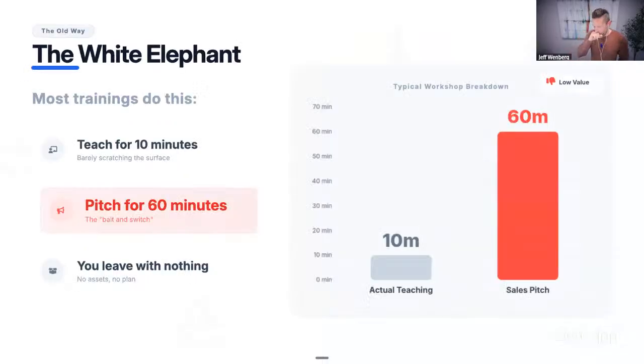Cool. So I also want to address the typical elephant in the room for trainings and workshops like this, where I think we've all been there. You're really excited to show up to a training because you can't wait to learn from this person. And then they maybe teach for 10 minutes total in the whole 60 to 90 minutes, and the whole thing is just a pitch for whatever product they're selling. And then you leave with nothing. Basically, it's just a waste of time.